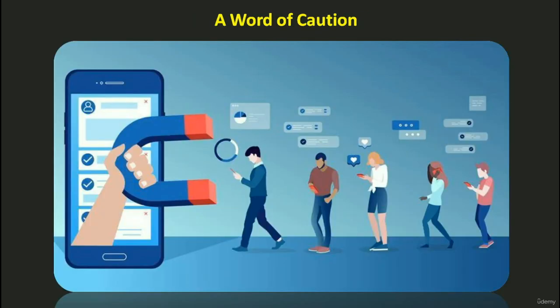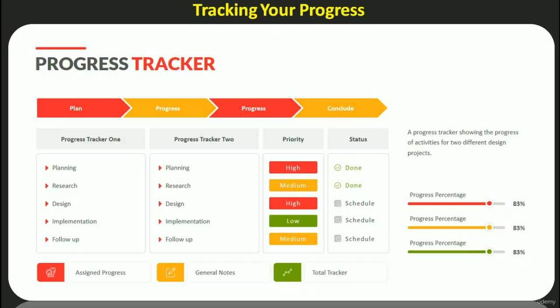Next one is a word of caution. Many marketers in mid-size and large companies spend 80% of their time worrying about conversion rates and 20% of their time on getting more visitors in the first place. So the biggest problem most companies face is not converting more visitors to leads, but rather getting more visitors in the first place. Tracking your progress.